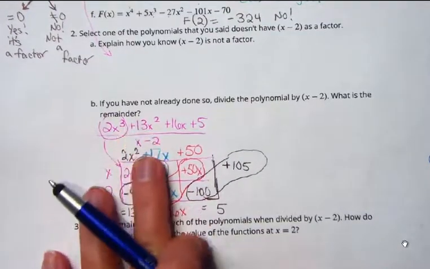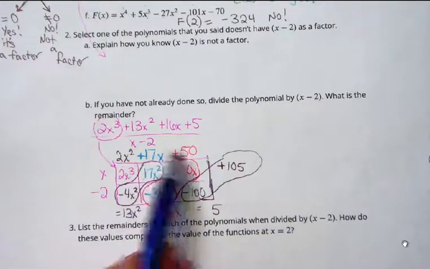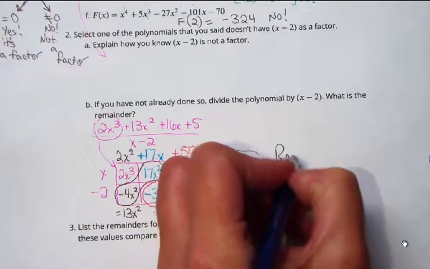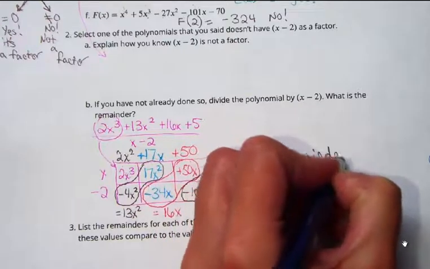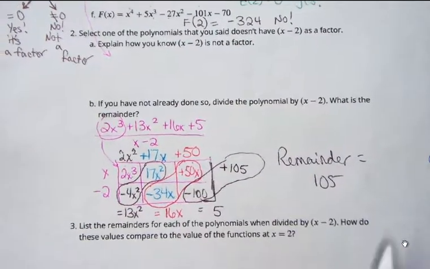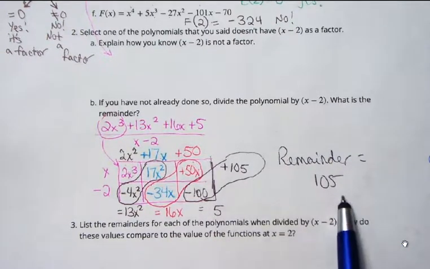So when I did this division, I got a result of 2x squared plus 17x plus 50 with a remainder of 105. The remainder equals 105. That's what my question was. What is the remainder? It's 105.